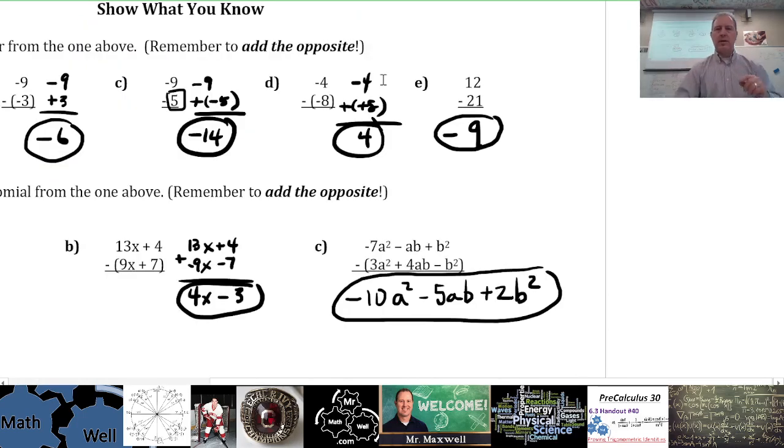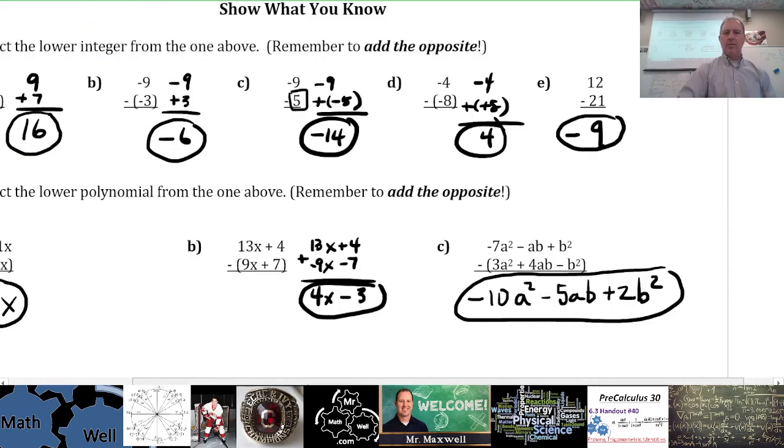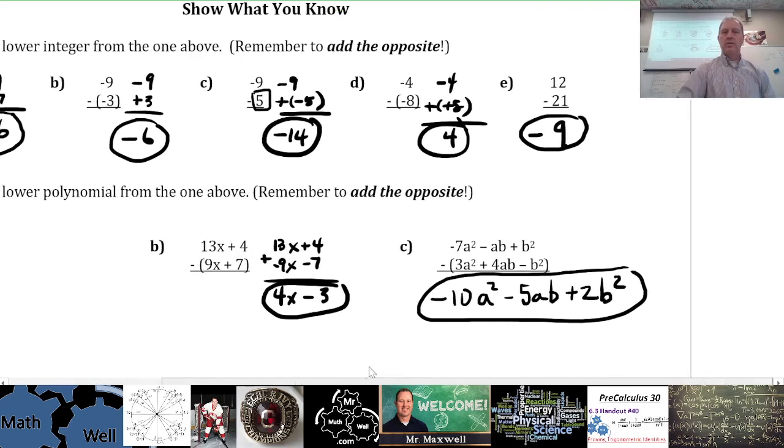Okay, just a reminder there, on number 2E is negative 9. I think I had a wrong answer there for number, or 1E. So it's a negative 9 there. Everyone just double check that.